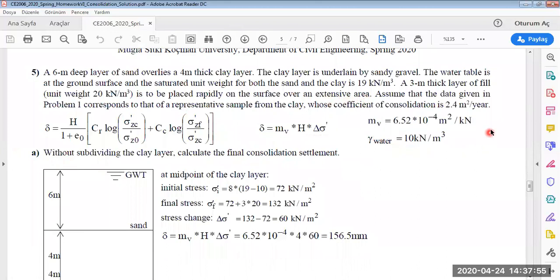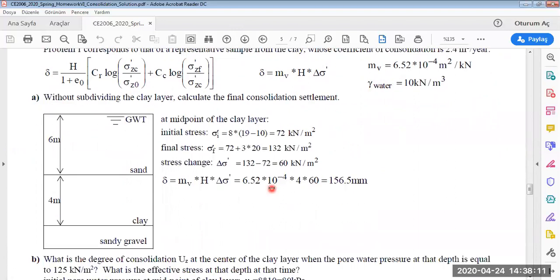Here are the required parameters and the required formulations. There are 2 different formulations to calculate the consolidation settlements. One of them is here, one of them is here. As you know, we start the calculation of the consolidation settlement with the calculation of the stresses. This is the initial effective stress at the midpoint of the clay layer, as you see here.